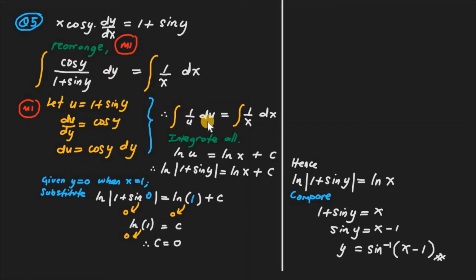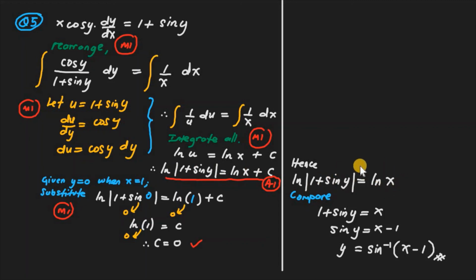So until you get 1 on U du and 1 on X. Then integrate all. Make sure you show it. Okay, it's a simple integration. Replace it back. So that will be the answer for this portion with the C there. And then we are given the boundaries such that when y is 0, x is 1, so we substitute the values and simplify. So this M1 must be correct. C is 0. And hence, to get the Y, we replace back into the solution that we got just now. Ln 1 plus sin Y is ln x, C is 0.